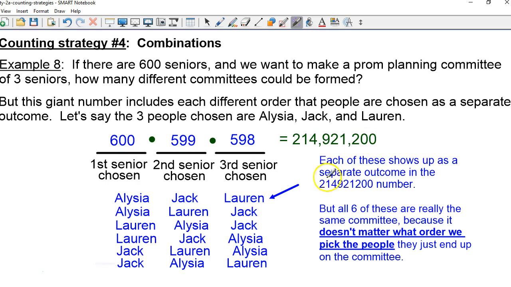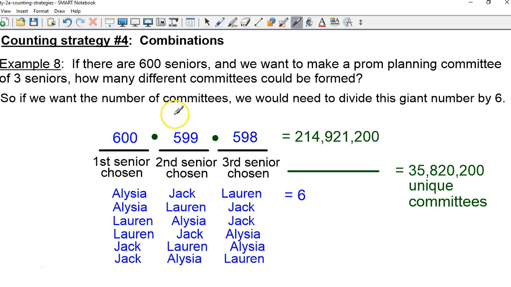But the truth is, all 6 of these are really the same committee, because it doesn't really matter what order we pick the people, they just end up in the committee. So that means we have 6 times too many committees being identified here. If we really want to find the number of committees, we need to divide that giant number by 6, so that all 6 of these count as the same committee. So there's really only 35,820,200 unique committees.